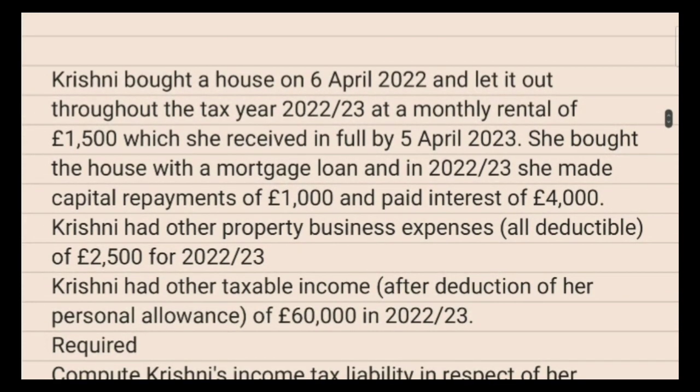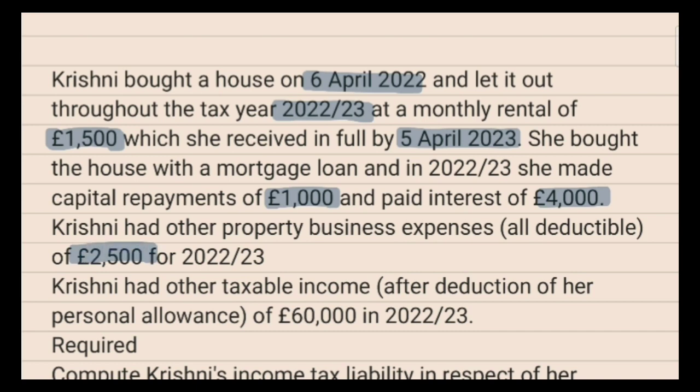So let's consider an example. Krishni bought a house on 6th April 22 and let it out throughout the tax year 22-23 at a monthly rental of 1500, which she received in full by 5th April 23. She bought the house with a mortgage loan and in 22-23 she made a capital payment of 1000 and interest of 4000. Krishni had other property business expenses, all deductible, of 2500.